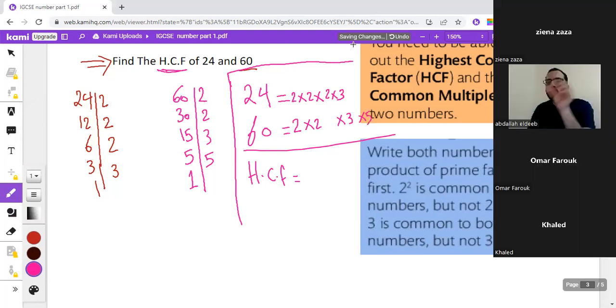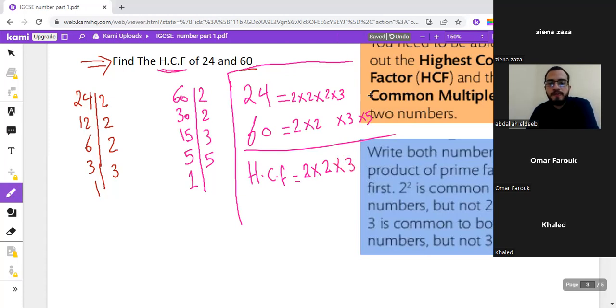Then you choose the common numbers only. Like here, I have 2 and 2. I write only 2. Here 2 and 2, I write only 2. Here 2, only one 2, don't write it. 3 and 3, use 3. Here 5 alone, don't write it. 2 multiply 2 is 4. 4 multiply 3 is 12. So the HCF is 12.